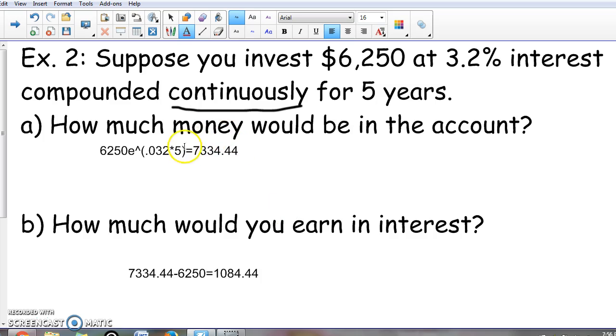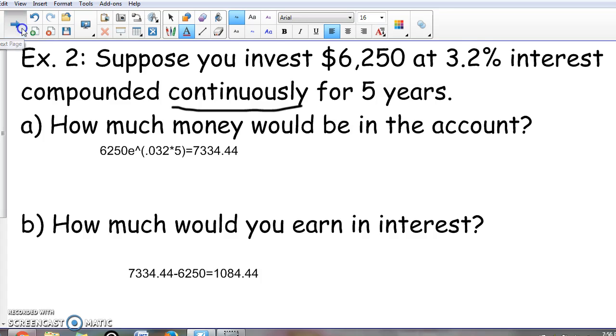So I got caught up with you guys. How much is in my account after those 5 years? $7,334.44. And how much did I make in interest? Well, I made $1,084.44. Okay, so those are two examples of continuously.